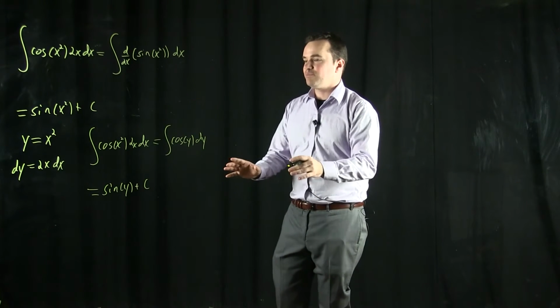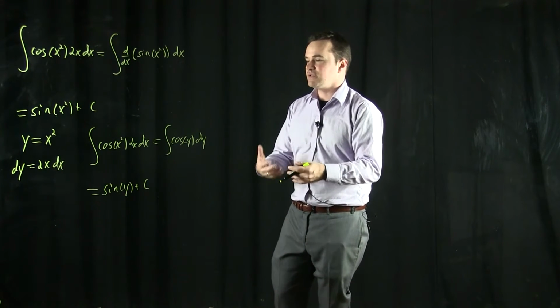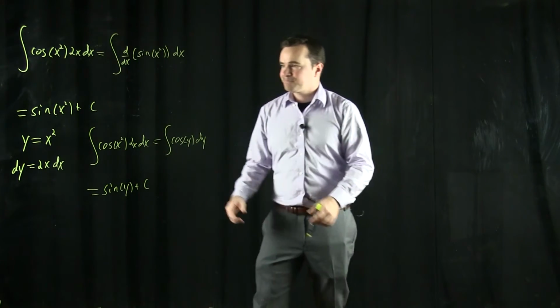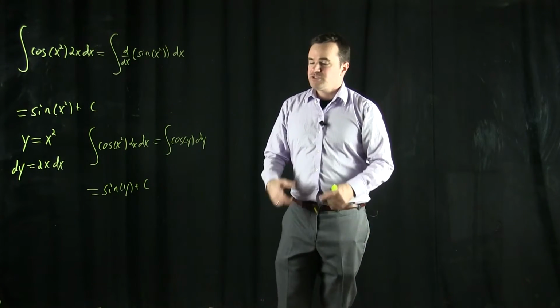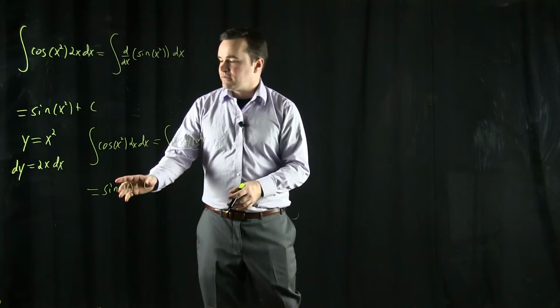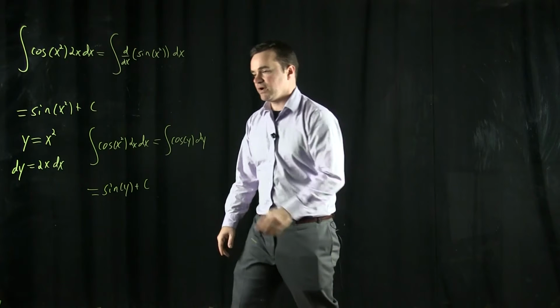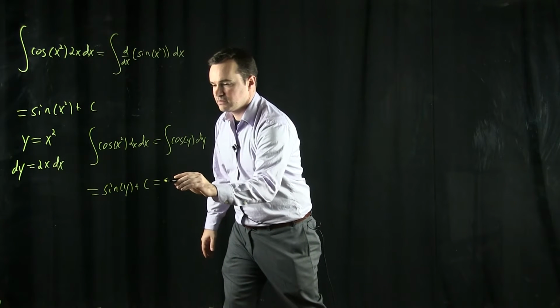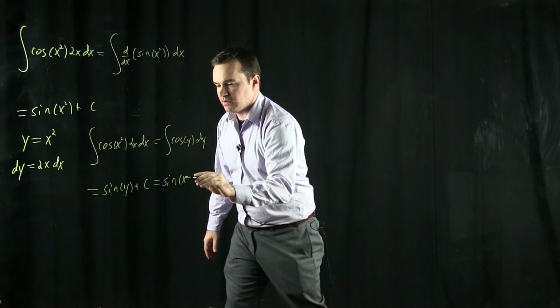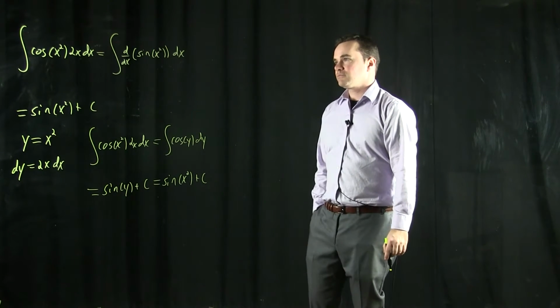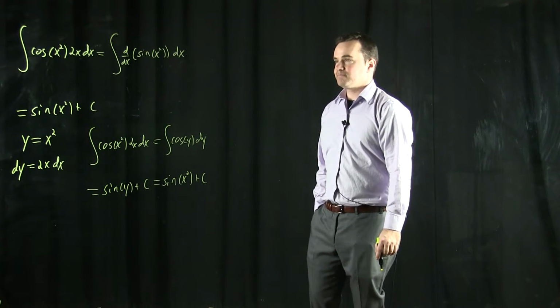And well, I want to point out something to you. In some sense, this is the wrong answer, right? The answer is sine of x squared plus c. But you don't worry about that too much. If you go ahead and make the substitution again, that y is equal to x squared, then you'll get sine of x squared plus c as your final step.